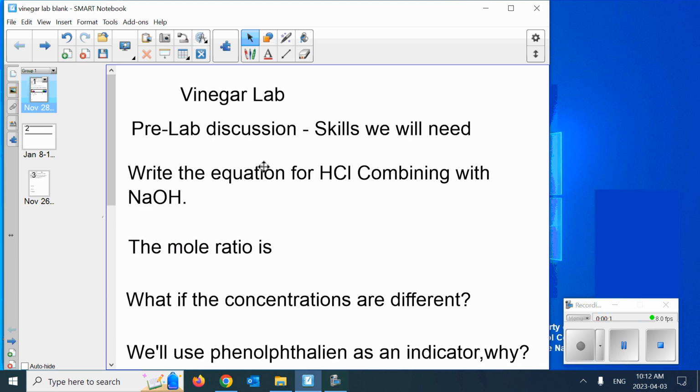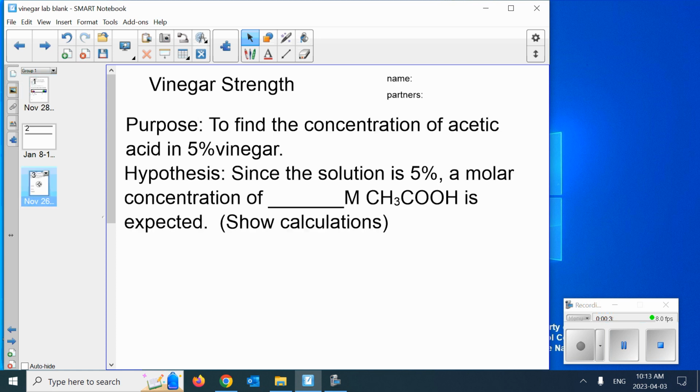We're going to get ready for a vinegar lab. There are some things we need to know before we start. Some of them will be on paper, and some of them I'll show and demonstrate how the titration works with your reds. So, skills we're going to need. We're going to do this with vinegar, and I'll flip ahead here, but you don't have to.